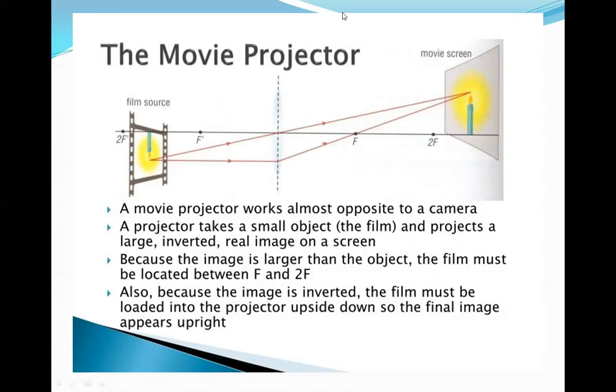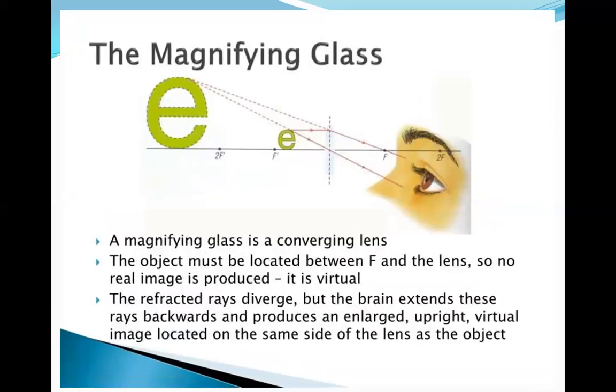The movie projector. In the movie projector, we have the same adjustment as we discussed earlier: when the object is placed between F and 2F, the image will form beyond 2F. So you can see a movie projector works almost opposite to a camera. A projector takes a small object, the film, and projects a large inverted real image on the screen. Because the image is larger than the object, the film must be located between F and 2F. Also, because the image is inverted, the film must be loaded into the projector upside down, so the final image appears upright.